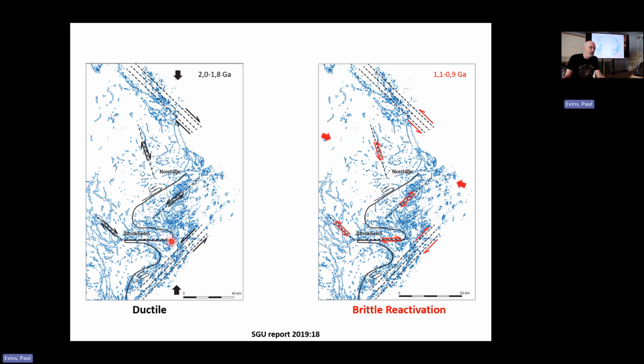Here's the squishy foldy bit showing. And here's some of the major ones you see on a much larger scale outside of Stockholm. But these same types of orientations of ductile shear zones you see at a smaller scale here in Stockholm as well.